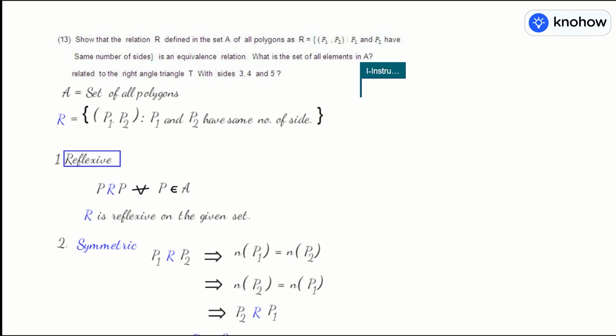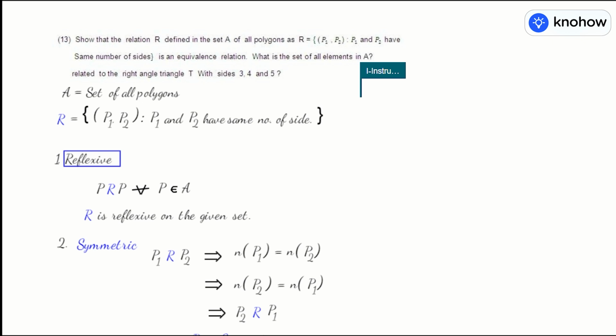Now let us check the symmetric property. Let L1 be related to L2. That means L1 is parallel to L2. If L1 and L2 are two lines and L1 is parallel to L2, obviously L2 is parallel to L1. So that means L2 is related to L1. So clearly the given relation is symmetric.